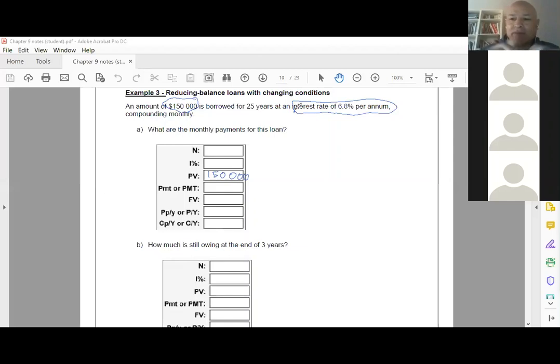Thomas, where would I put that one in, please? 6.8% per annum, Thomas, where does that go? Thomas? I can see your mic's on, but I can't hear you. Are you typing it, okay? In I, thank you. I can see it clearly, but thank you very much, Thomas. 6.8 goes in there. This next part, compounding monthly.